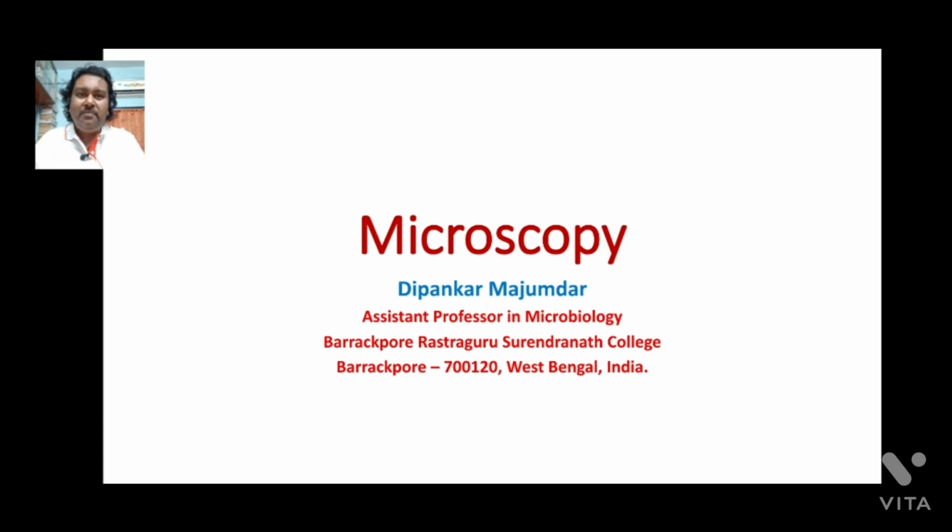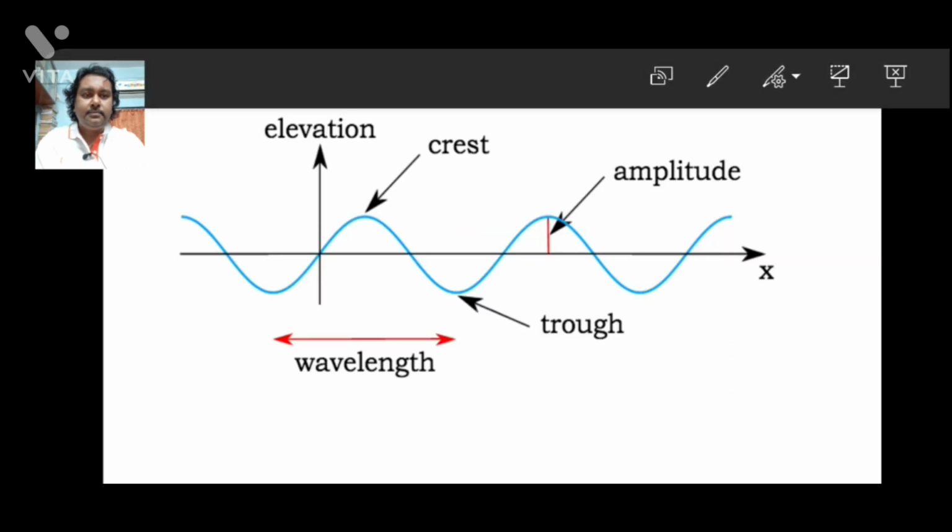A compound light microscope consists of more than two lenses, so it is called a compound microscope. Okay, and the light which is used in the microscope is visible light. We should look at the properties and types of the light which is used. This is the basic structure of light: the wavelength, what is crest, what is amplitude, etc.